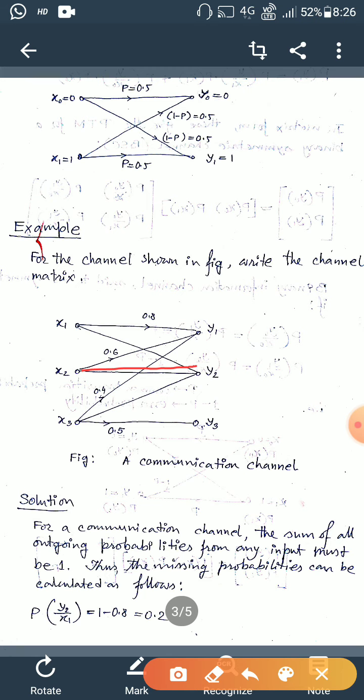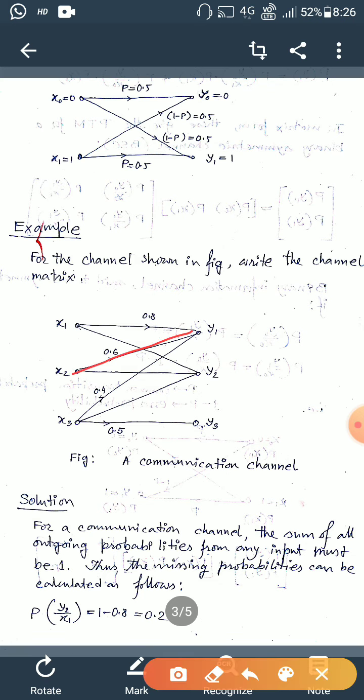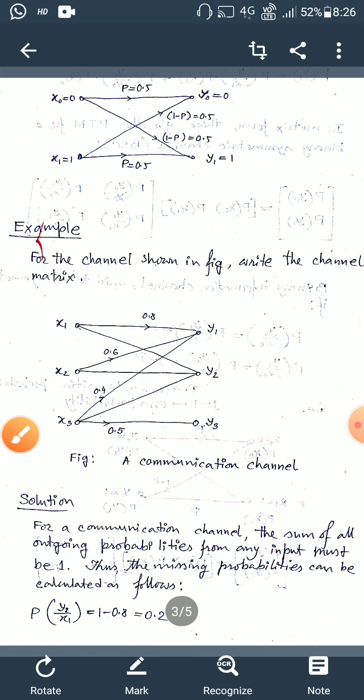This is 1 minus 0.6, because there are two paths present and one is given as 0.6. So obviously the other one is 1 minus 0.6, that means 0.4, because the probability of x2 is 1. In the same way for x3, you can also identify the value of P of y2 by x3.